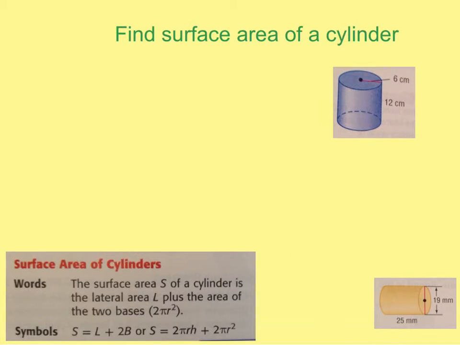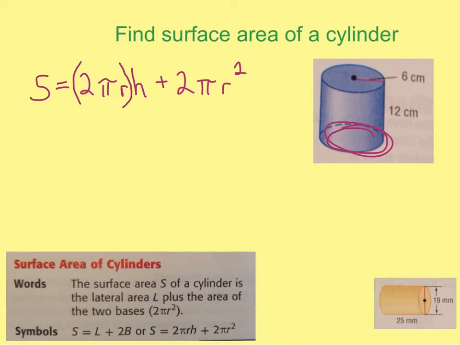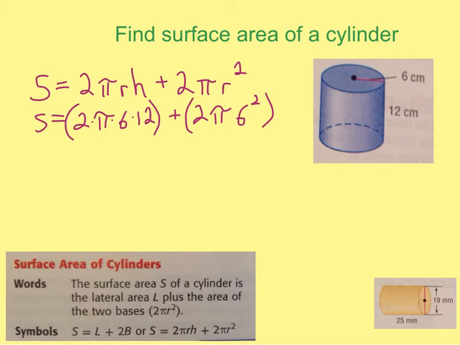So let's find the surface area of this cylinder right here. I'm going to start off by writing my formula, and you'll recognize that this is how I find the circumference of the circle, right? Because I'm going to take 2 times the radius times pi. So I've plugged in my numbers here, and this is going to find me the circumference of my circle, and then I plugged in the 2 pi r squared, the radius was 6, and I'll have to square that. So now I'm left with 144 times pi plus 72 times pi.